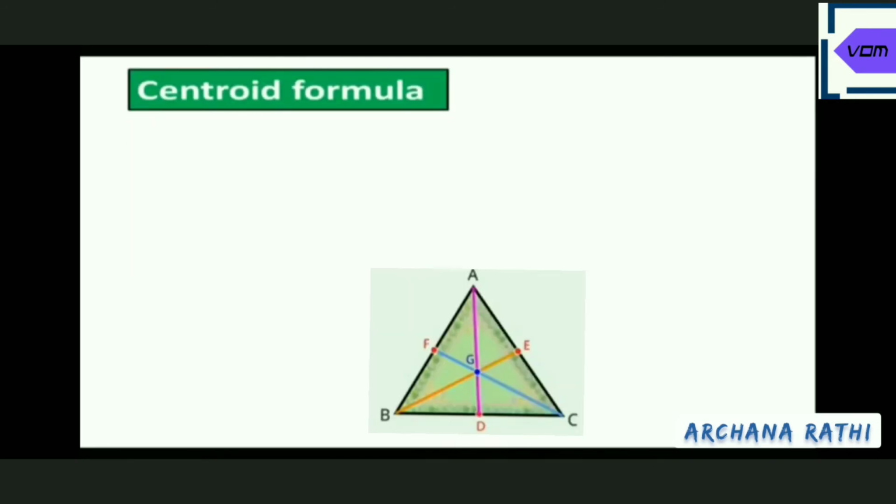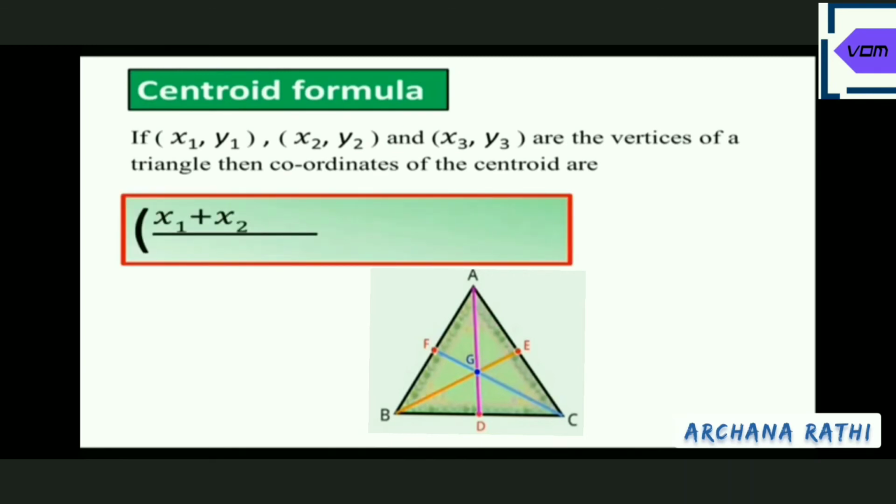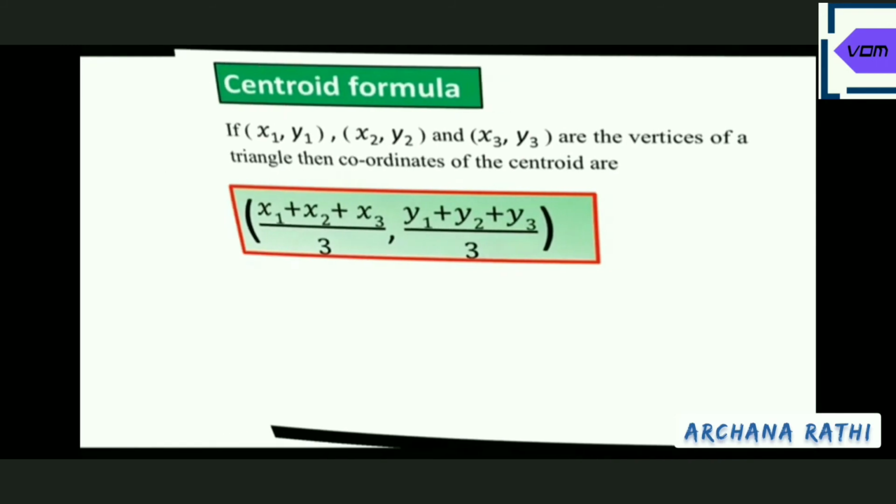Now let's move toward the centroid formula. Here G is the centroid. So if (x1, y1), (x2, y2), (x3, y3) are the vertices of the triangle, then we can find the coordinates of centroid by the formula. X coordinate as (x1 plus x2 plus x3) upon 3 and y coordinate as (y1 plus y2 plus y3) upon 3, where G is the centroid.